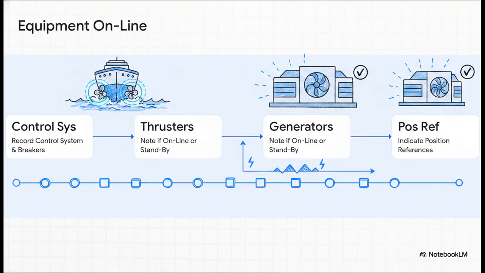Now, what's really interesting about this slide is the structured, step-by-step algorithm we use for flawlessly filling out the equipment block. You can't just scribble that the thrusters are working. You have to separate what was online, meaning actively selected for DP, from what was standby, which means it was available for immediate start but not currently running. So, for example, you need to clearly state that generators 1 and 2 were online while number 3 was on standby. Getting this exact configuration down proves whether your power management system was actually set up correctly.